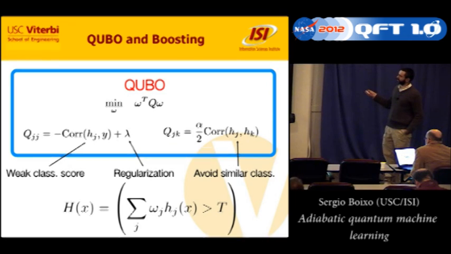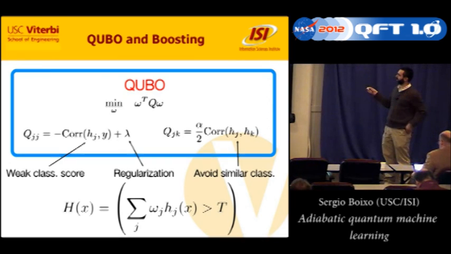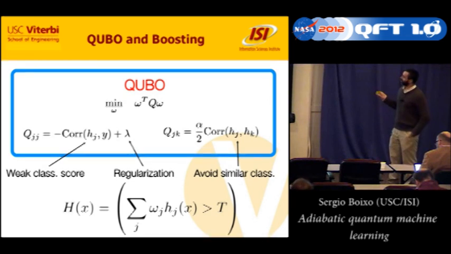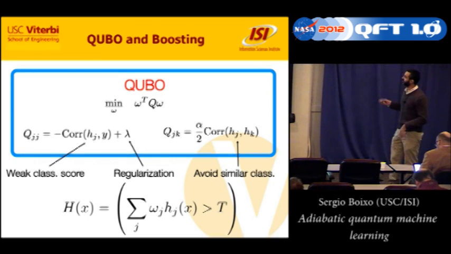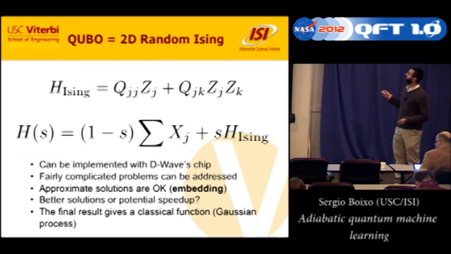The point is that you tend to have ones for good descriptors, but if you pick two descriptors, you pay a penalty, which is proportional, and that's another regularization parameter, to the similarity between these two descriptors. So now we turn the optimization problem into a quadratic unconstrained binary optimization problem. That's good because that works well with Tabu. But another good thing is that finally we have a problem that we can run on the D-Wave chip.